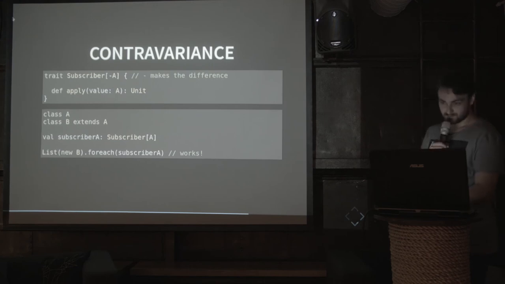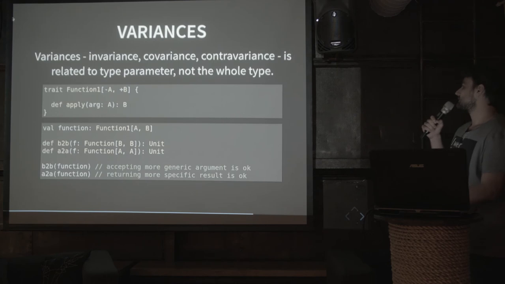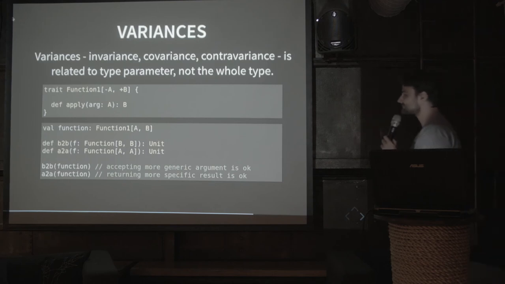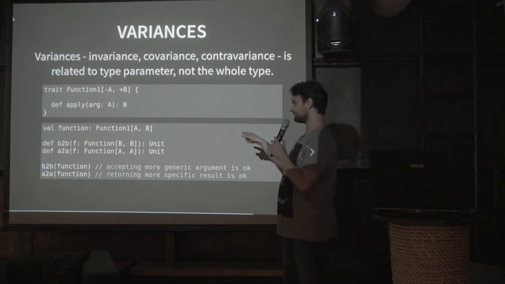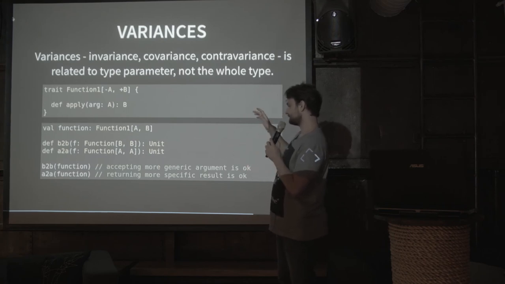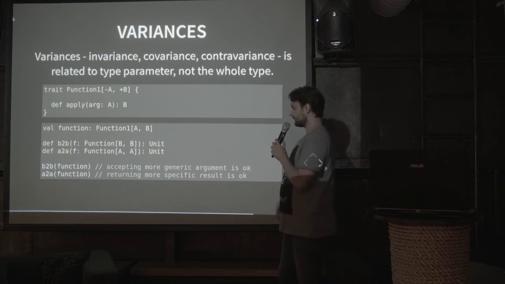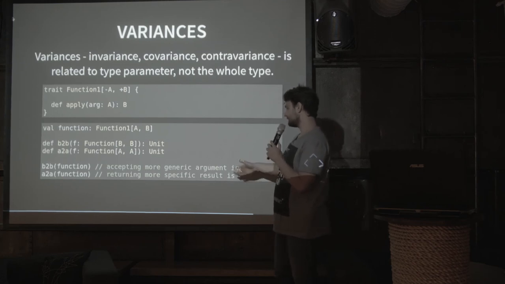But the important thing is that when it comes to variances, all three of them, invariance, covariance, contravariance, they are always related to the type parameter and not the whole type. There is a perfect example to show this, which is function. Function is covariant regarding its return value and contravariant regarding its argument. So if we have a function from A to B, and we need at some point a function from B to B, then because B is more specific than A, we can pass it to a place that will feed it with more specific values. So accepting a more generic argument is okay.